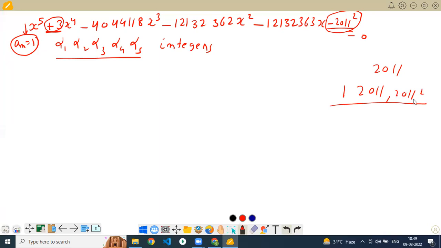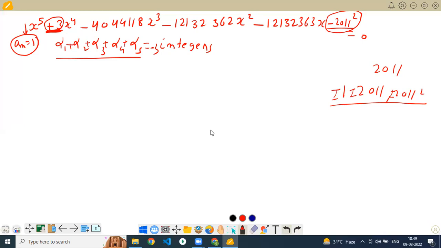So we also know that the roots can be either plus minus 1, plus minus this, or plus minus this. But we also know the sum of the roots is minus 3. The sum of the roots is minus 3. If you can combine all these things, you can easily find the answer. Is this clear?